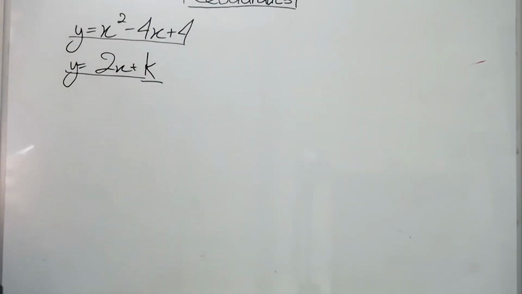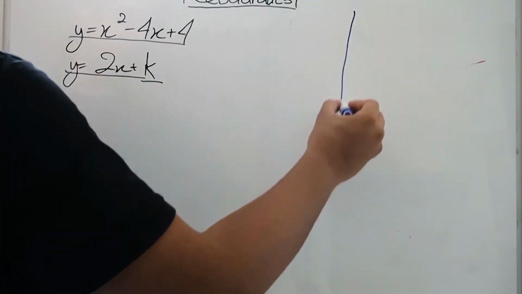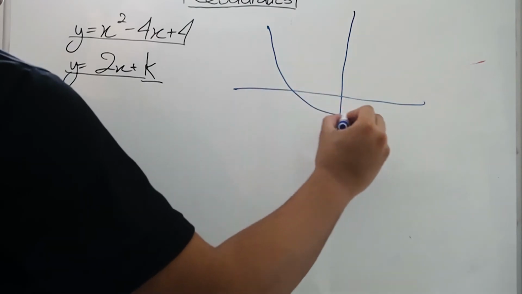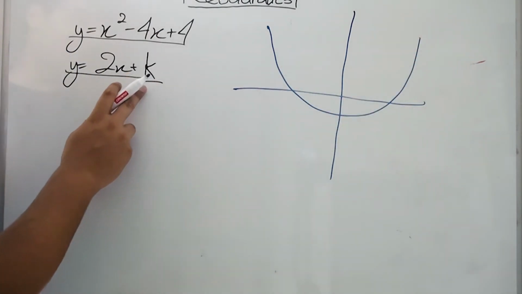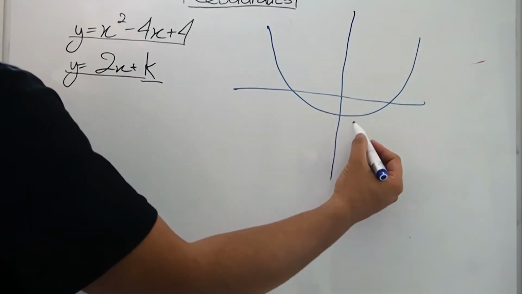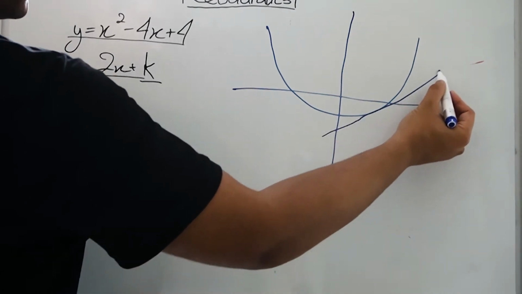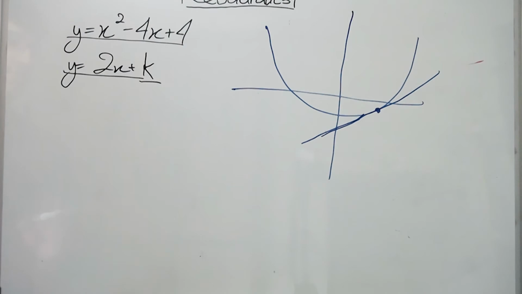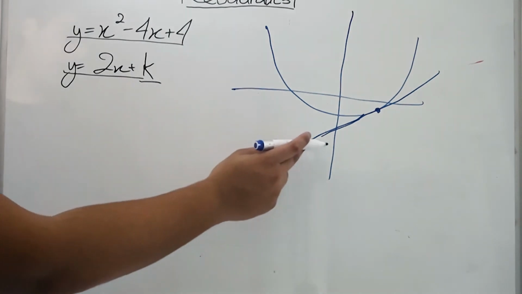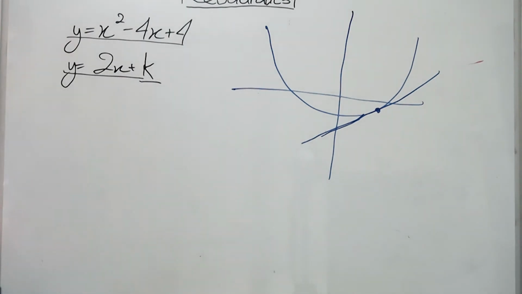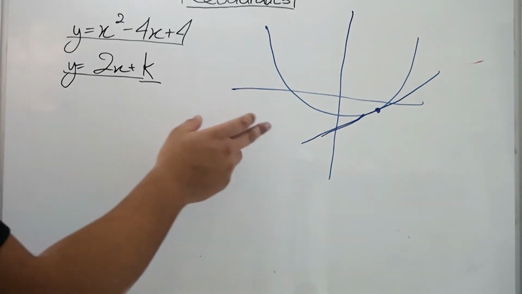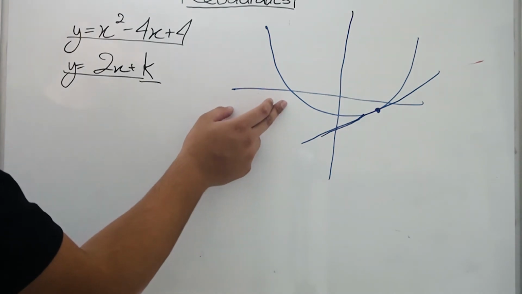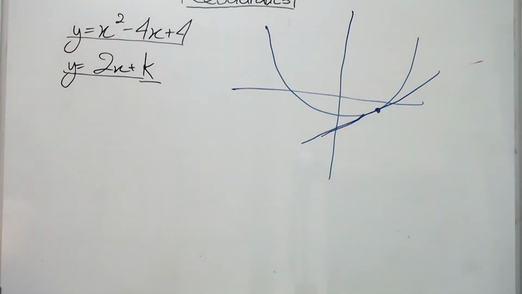Now what they're trying to say is, if this is the graph of the quadratic, for what value of k will the graph of this one look like this? They want us to find out the value of k for which the graph will look like this. Now in order to do that, first I'll have to teach you how to know if the graph will be a tangent, if there will be two intersection points or if there will be no intersection points.